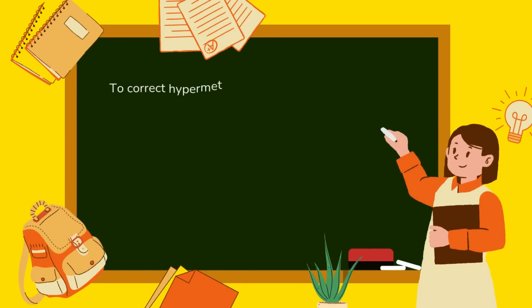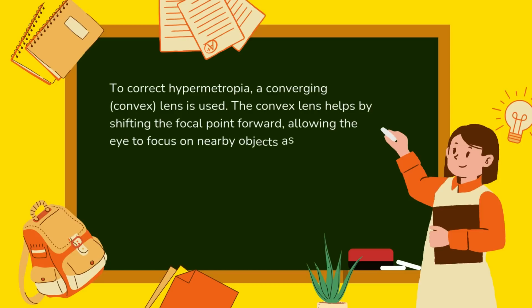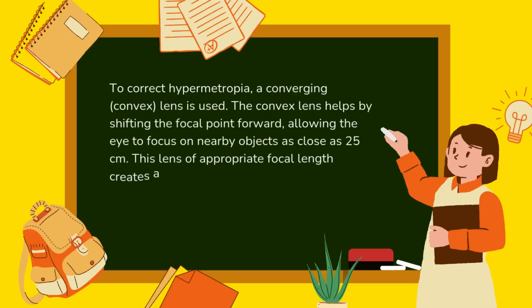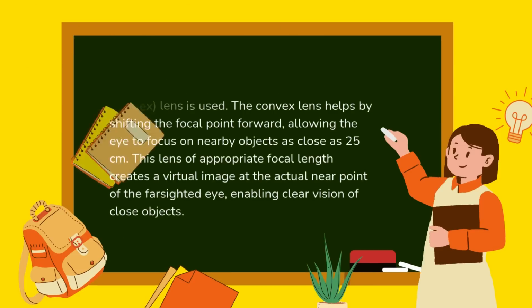To correct hypermetropia, a converging, convex lens is used. The convex lens helps by shifting the focal point forward, allowing the eye to focus on nearby objects as close as 25 centimeters. This lens of appropriate focal length creates a virtual image at the actual near point of the farsighted eye, enabling clear vision of close objects.